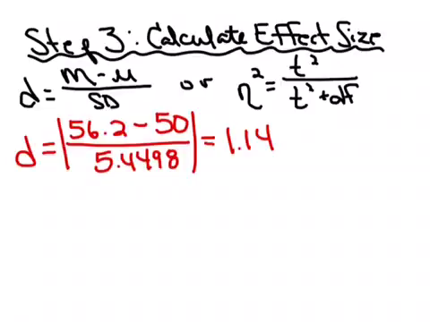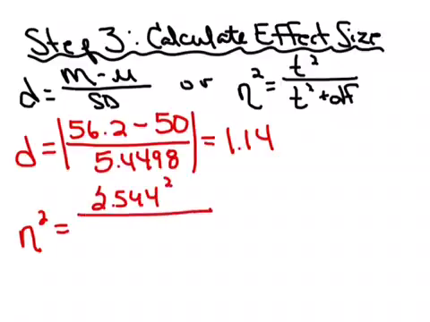Now, let's calculate our eta squared, just so that we can practice both. If you remember, eta squared is the t obtained squared, so our t obtained was 2.544. We're going to square that, all divided by 2.544 squared, plus our degrees of freedom. Remember, our sample size was 5, so our degrees of freedom is 4.